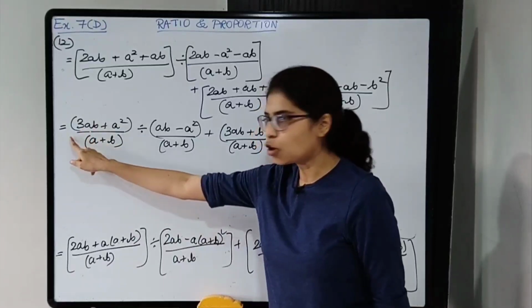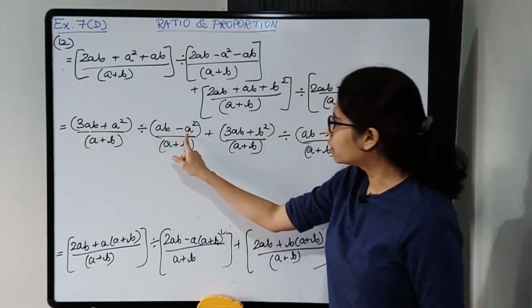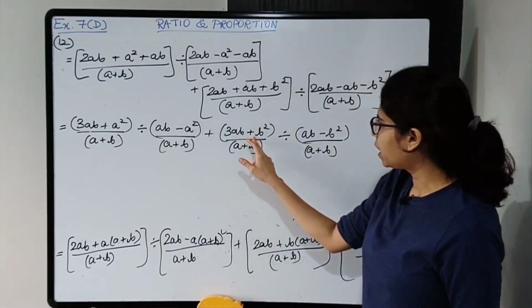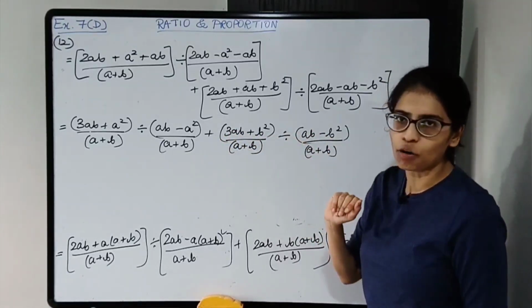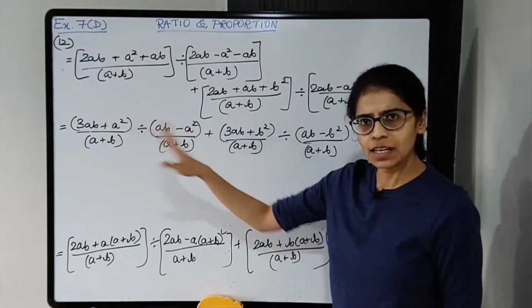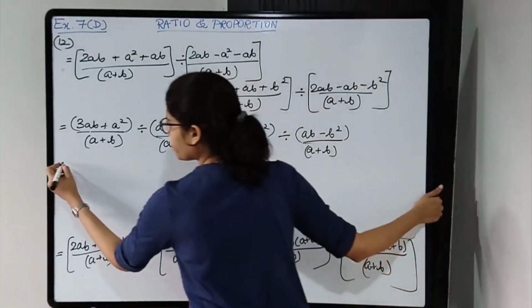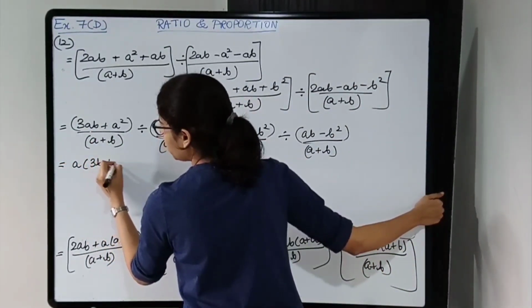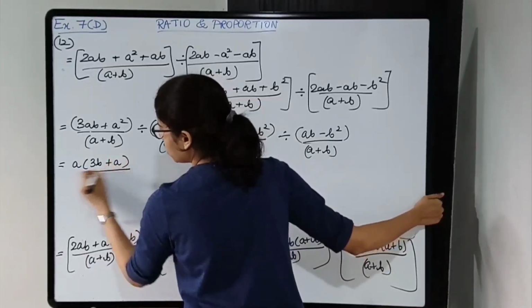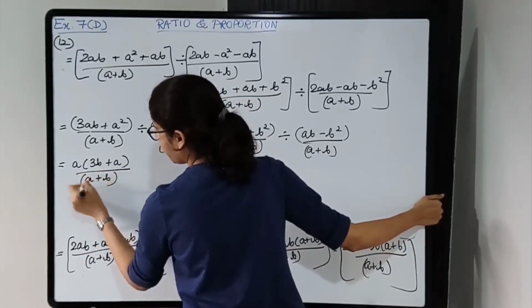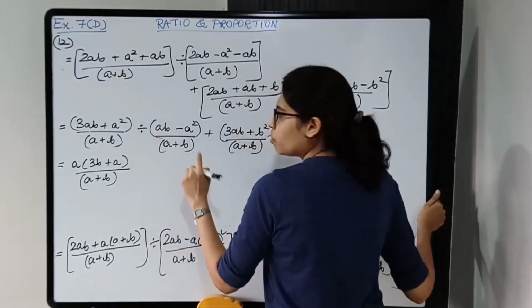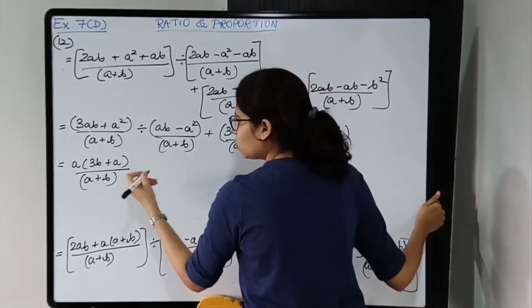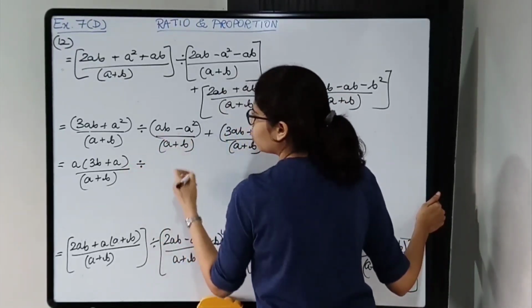Still there is a common over here. I can take a common. Here also I can take a common. Here I can take b common, here also b common. Okay, so let's take a and b common first. So I can take a common over here. I'll be left with 3b plus a inside the bracket upon a plus b. We can convert division into multiplication, but we'll do that in the next step. Okay, here let's take the common first.